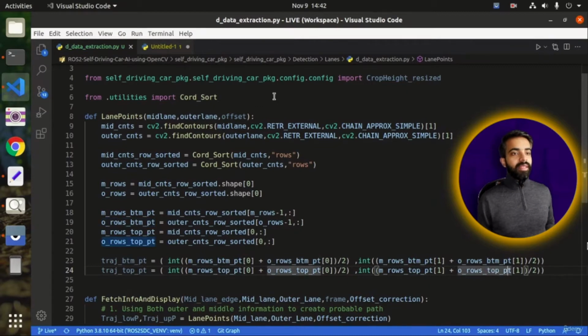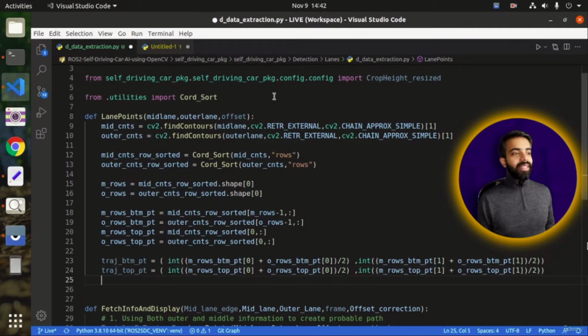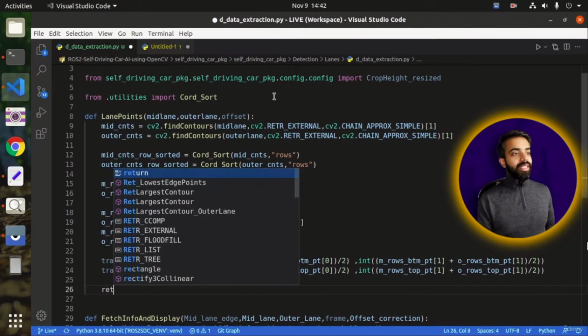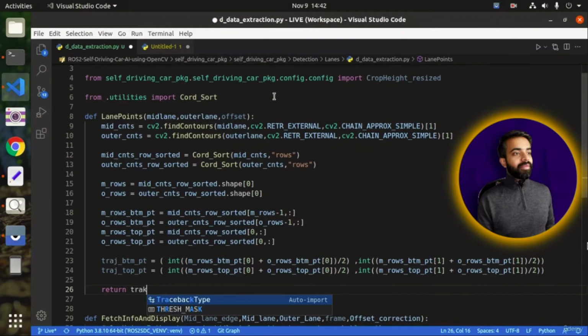Now once we have done this and typecast it to int, what we have returned is simply both the points of our lane trajectory. Now we can simply return them as trajectory bottom point and trajectory top point. Now this has been returned.